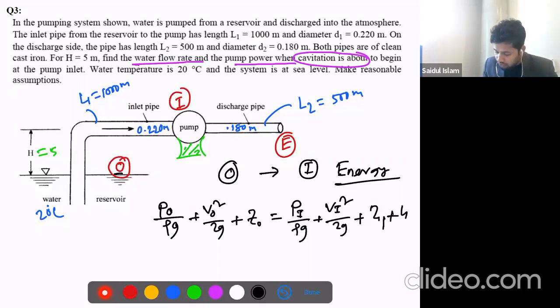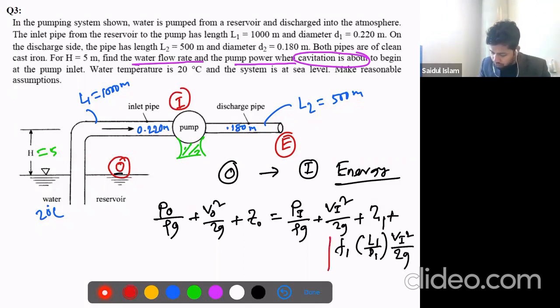For the head loss, I will directly write it down like this: f1 L over D times V_I squared over 2g. If you ask how I got this formula, I showed you the major and minor loss formula at the very beginning of this lecture, and we discussed it last time. This is the loss for the inlet pipe, and f1 is the friction factor.